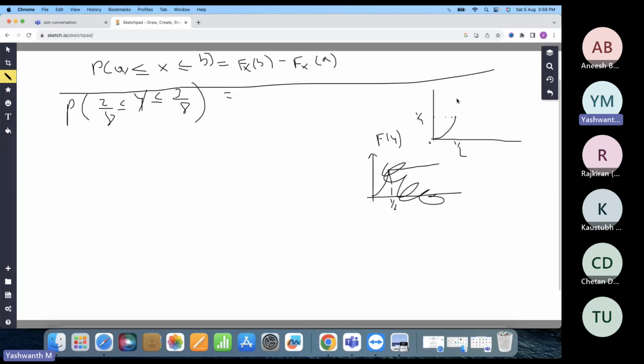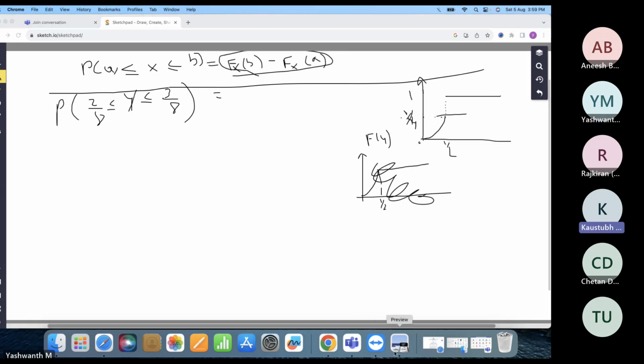And then it is 1. Basically, you have a jump at 1 by 2, a jump of 3 by 4, right? 1 minus 1 by 4. All right, so this 3 by 8 is less than 1 by 2, and 2 by 8 is also less than 1 by 2. So this is continuous within this thing, and we can apply this formula, right?